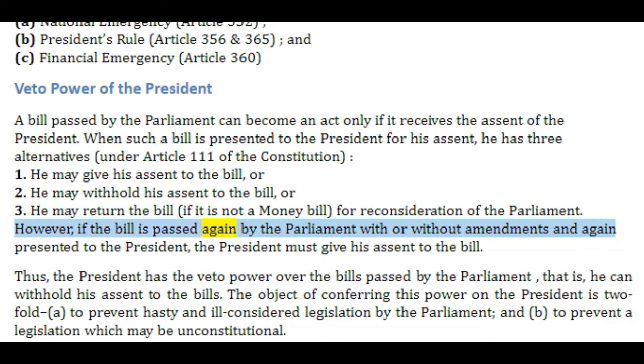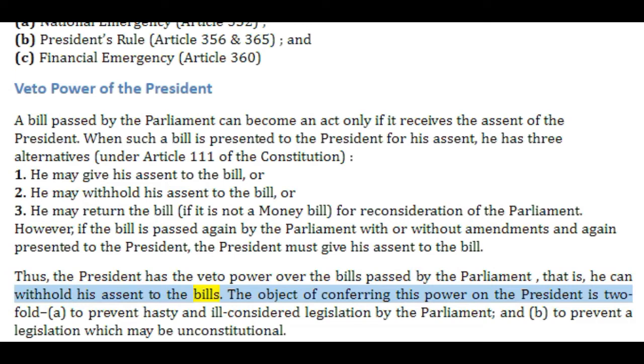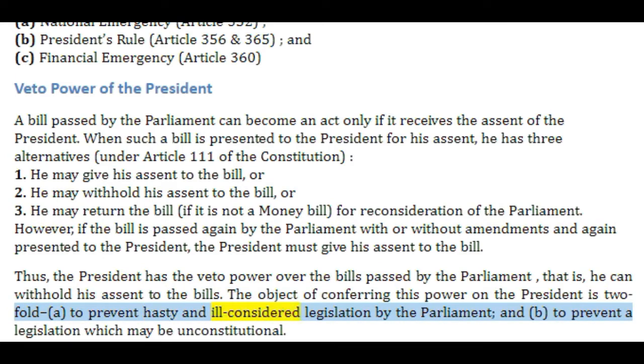However, if the bill is passed again by the Parliament, with or without amendments, and again presented to the President, he must give his assent to the bill. Thus, the President has the veto power over the bills passed by the Parliament, that is, he can withhold his assent to the bills. The object of conferring this power on the President is twofold: A. To prevent hasty and ill-considered legislation by the Parliament, and B. To prevent a legislation which may be unconstitutional.